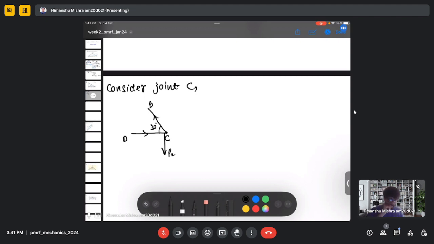So here we selected joint C because it's pretty easy to calculate the forces in this joint, because we need to take into account only three forces. So let's do force balance in the x direction, and here we have CD minus CB cos 30 degree, which is 0. So this is my equation 1.